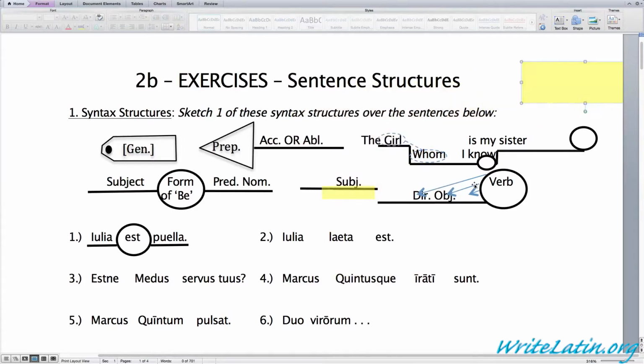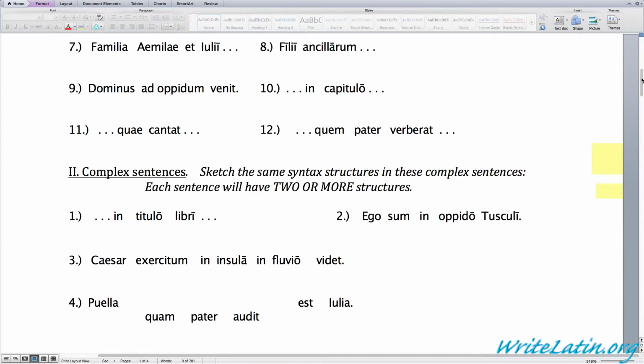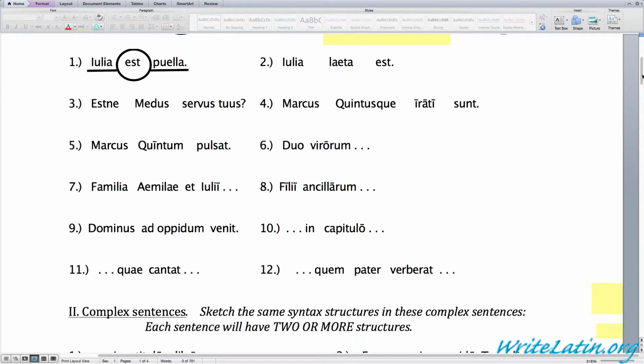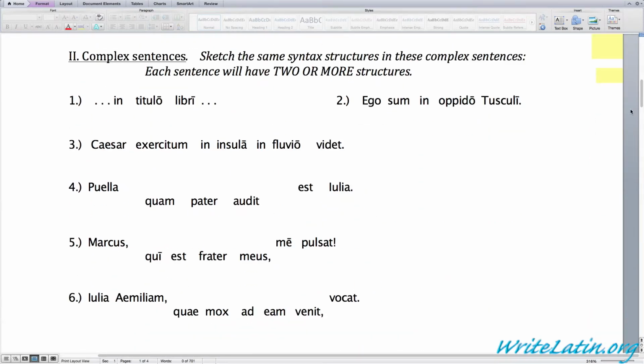Notice, of course, that sometimes some of these bigger syntax elements can contain things inside of them. So there might be a name tag inside of a relative clause. So why don't you try that if you would like some more practice. Number 1 through 12, number 1 through 6. Here you're doing multiple syntax structures, and when I lower something, that's a relative clause.